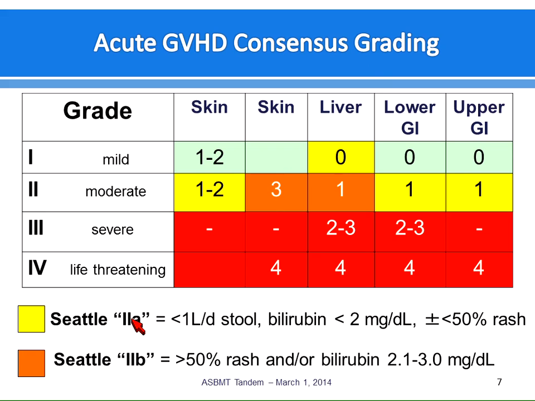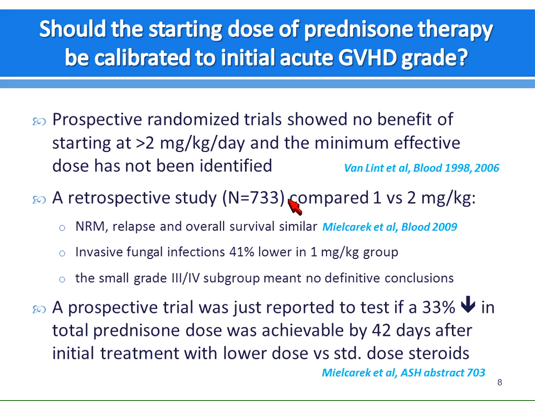And the 2A patient is one that has less than a liter of diarrhea a day if you're an adult, and no elevation of the bilirubin, so it's less than 2, and less than half of the body surface area of rash. If you have more rash or slightly more bilirubin not exceeding 3, then you would fit into this 2B category. So just remember the color scheme here, and those will come back.